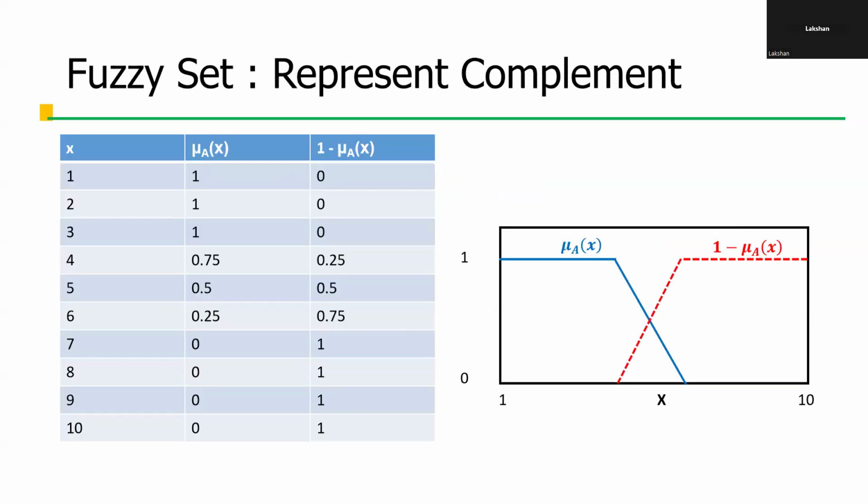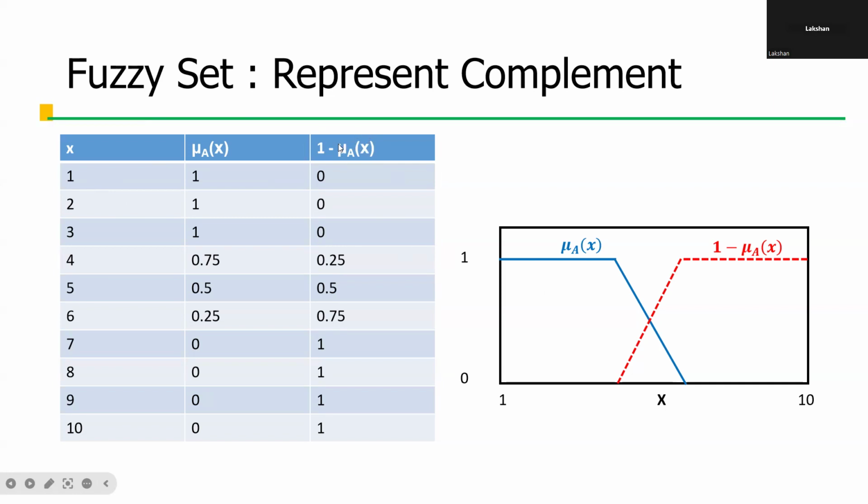Then the representation of the complement. In the classical set, we had a few rules about the complement, and in here we will be using some calculations that we need to do to represent the complement. So in here, complement is calculated using 1 minus the membership value.